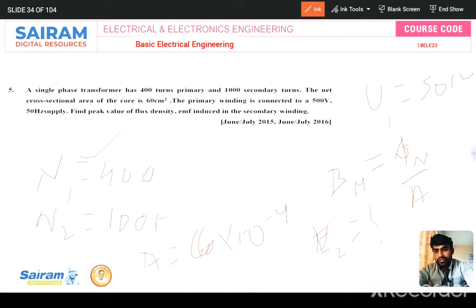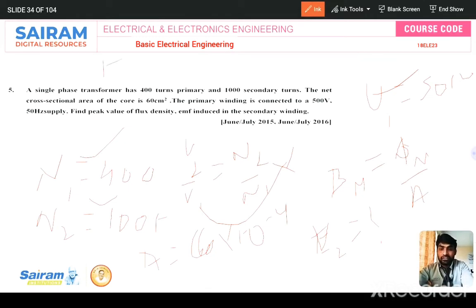See, here N1 is given, N2 is given and V1 is given. Directly you can calculate V2, secondary voltage, by using the turns ratio formula, right? V2 by V1 is equal to N2 by N1. Just multiply V1 over here, directly you will get V2, right? So just calculate by using calculator. And also we need to calculate flux. Which formula will I prefer? Definitely we need to prefer the EMF equation of transformer.